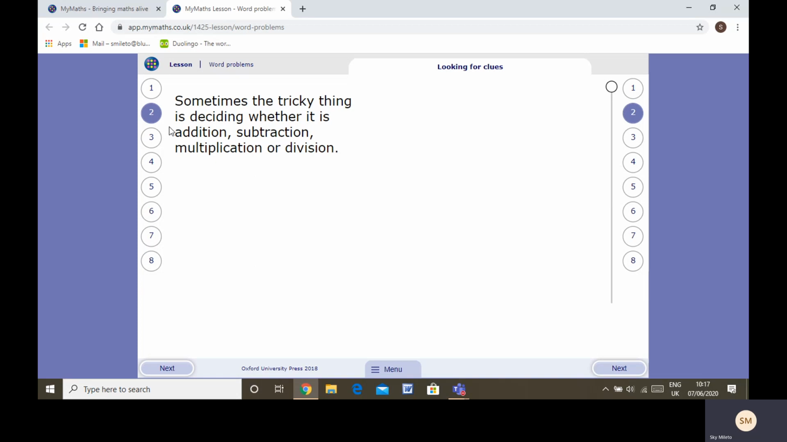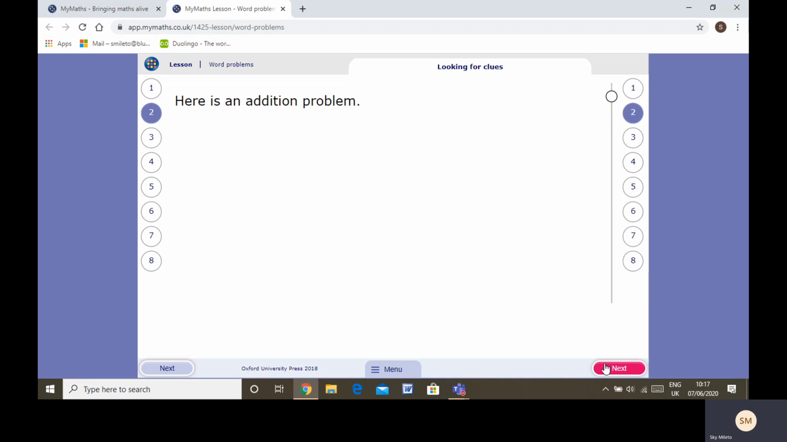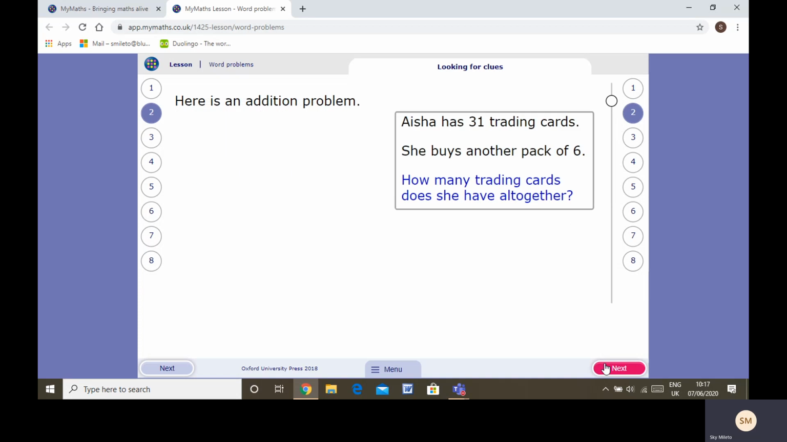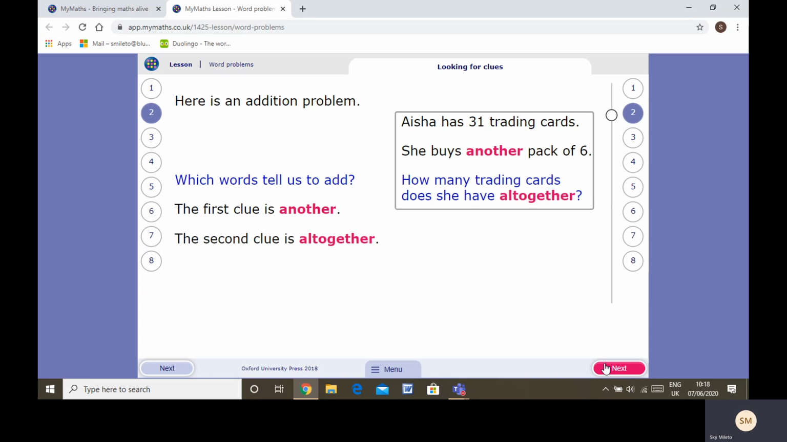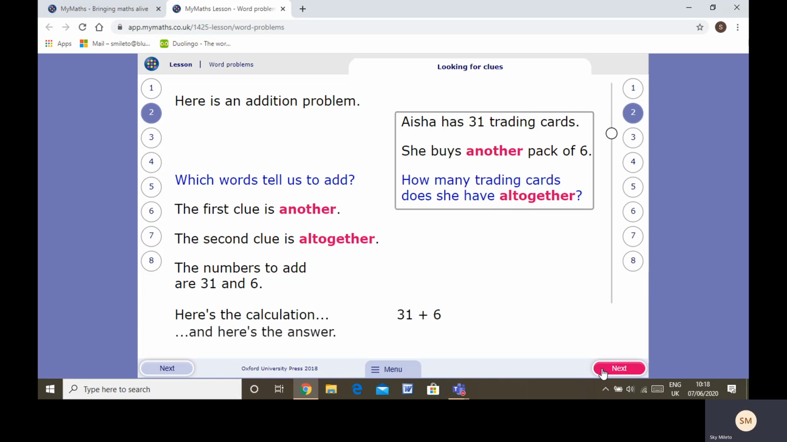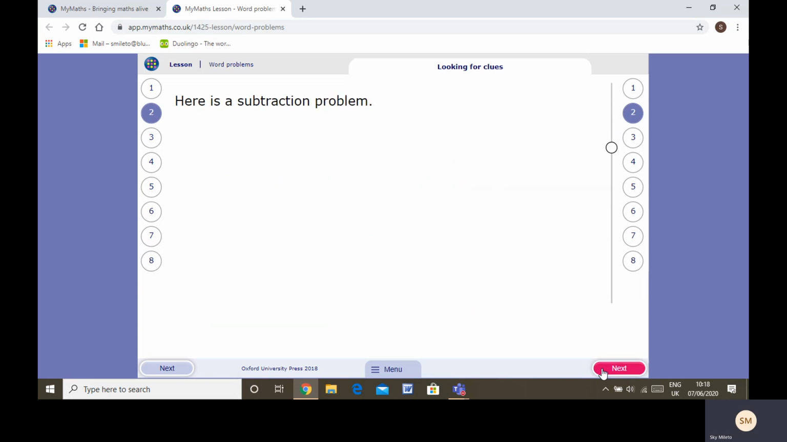Sometimes it's tricky to decide whether to add, subtract, multiply or divide. Look for clues in the question. Here's an addition problem. Aisha has 31 trading cards. She buys another pack of 6. How many trading cards does she have altogether? Which words are the ones that tell us to add? Add, another, altogether. Okay, because she gets another 6 to add to the 31, and we need to know how many she has altogether. So 31 plus 6 is 37. Aisha has 37 trading cards.